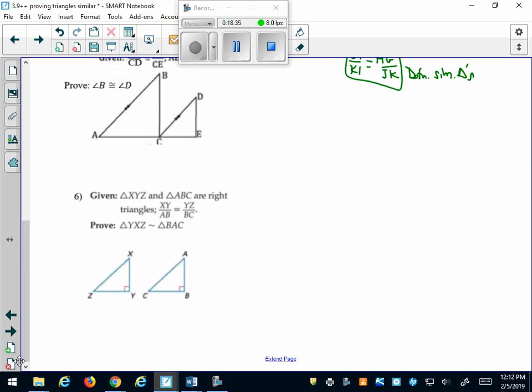Okay, in this last proof here, which we're not going to do right now, I want you to change this to an angle symbol and an angle symbol and the word angles instead of triangles.